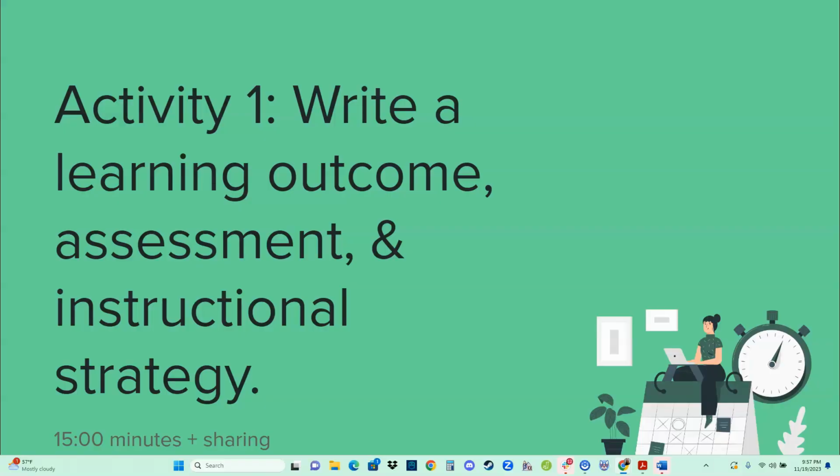For our first activity, we are going to write a learning outcome. Just like I shared with you, the learning outcome is you're just going to write in plain language what your students need to be able to do by the end of the lesson, or the end of the course, or however you want to do this. You can do this for a specific week, for a day, or for a single lesson. Either way is fine. But I want you to write a learning outcome.